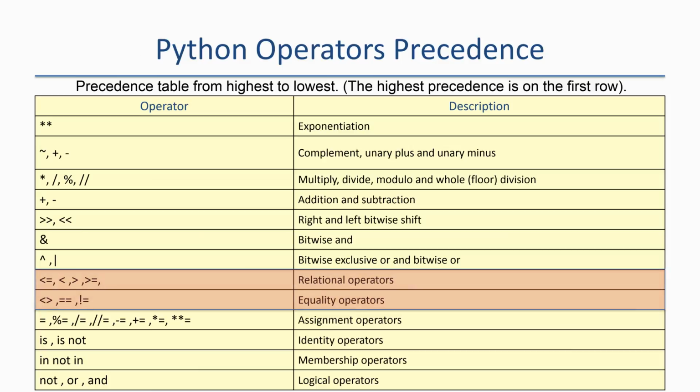Let me go back and show you the table for the precedence of operations to emphasize the fact that the relational operators have lower precedence than arithmetic operations. In the next lesson, I will talk about the logical operators.